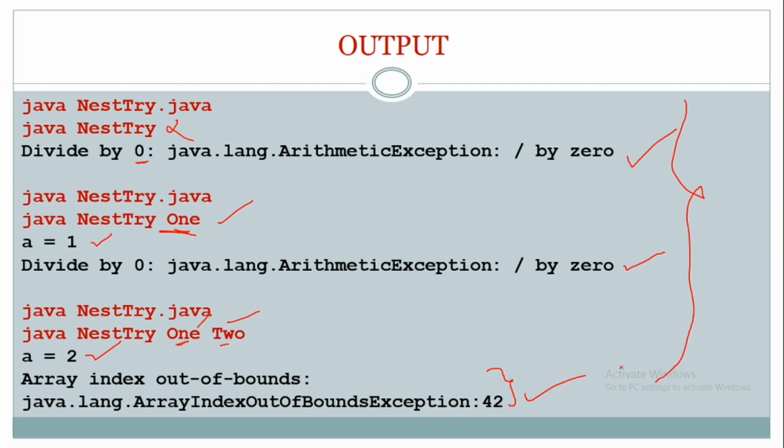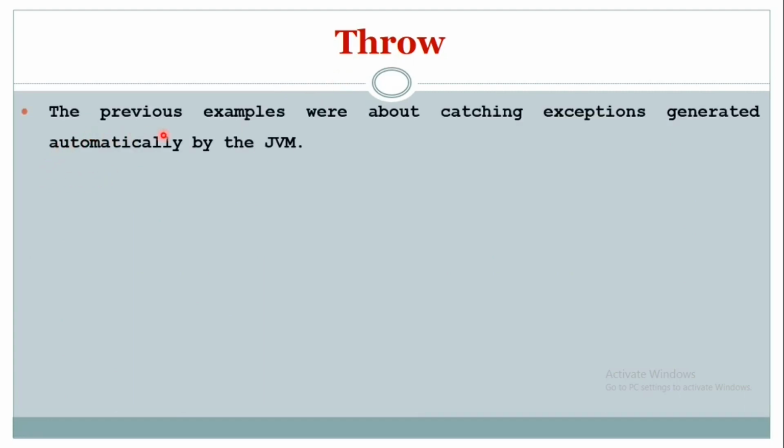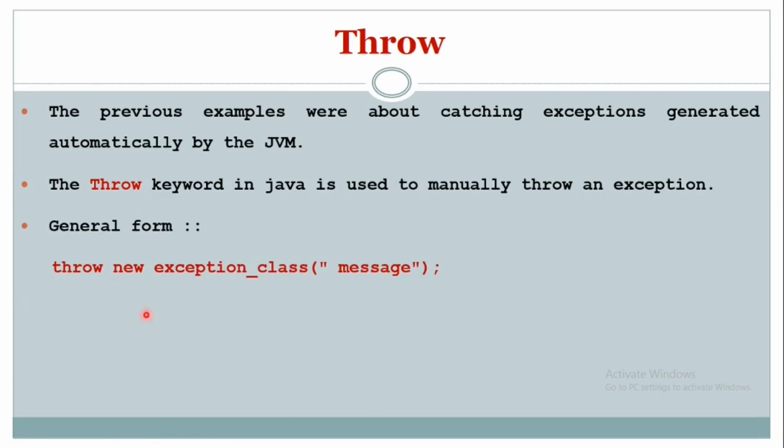Now let us explore the throw keyword in Java. The previous examples were about catching exceptions generated automatically by the Java virtual machine. Till now we saw some programs where the Java virtual machine itself generated exceptions. But now we can manually throw an exception using the throw keyword. The throw keyword in Java is used to manually throw an exception. Here's the general form: throw, new operator, exception underscore class, and then the error message. This exception class can be a predefined exception or a user defined exception.